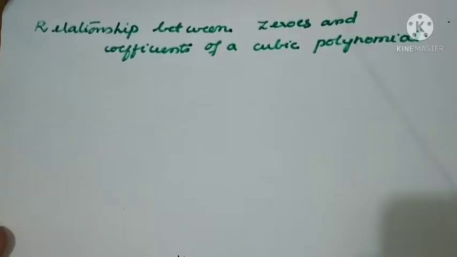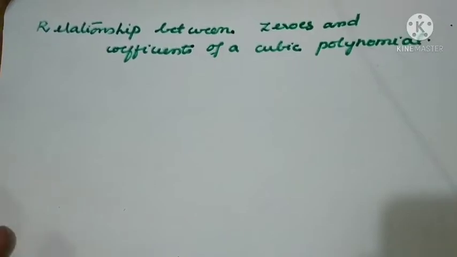Good morning, children. We have already seen the relationship between the coefficients and the zeros of a quadratic polynomial, and some application level questions we already solved. Now we are going to find the relationship between the zeros and coefficients of a cubic polynomial.